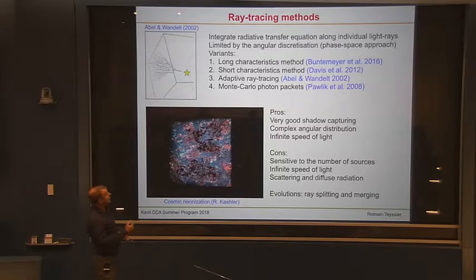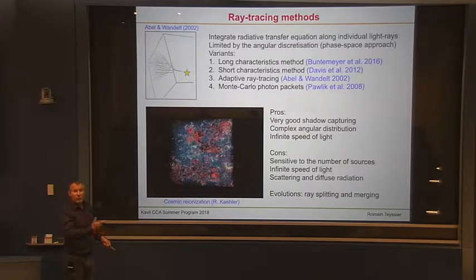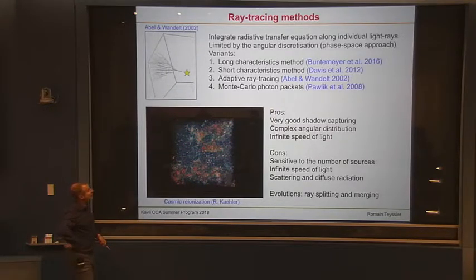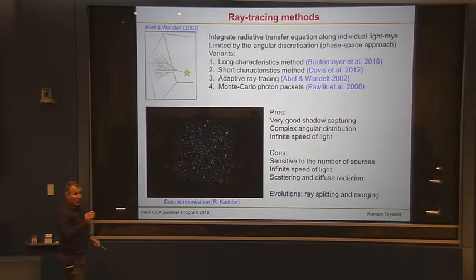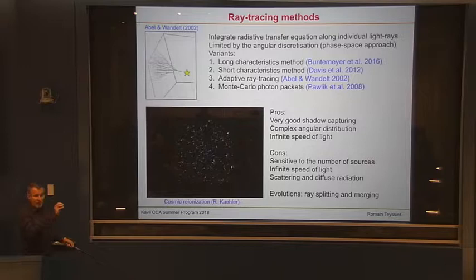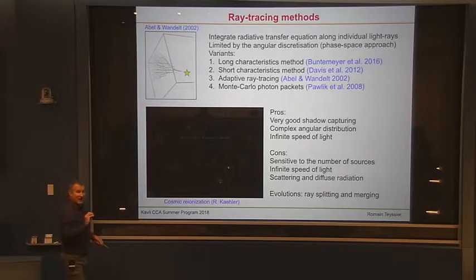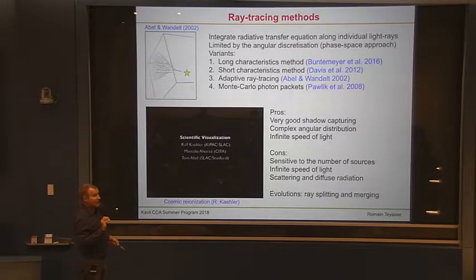Right? And you can also merge them if you don't need to have so many rays. And then there is the Monte Carlo approach, which is yet another approach where you have actually photon packets which move along straight lines, but you can actually make them scatter and change direction too. So it's a bit more complicated, and that's what is being developed here by Pavlik et al.